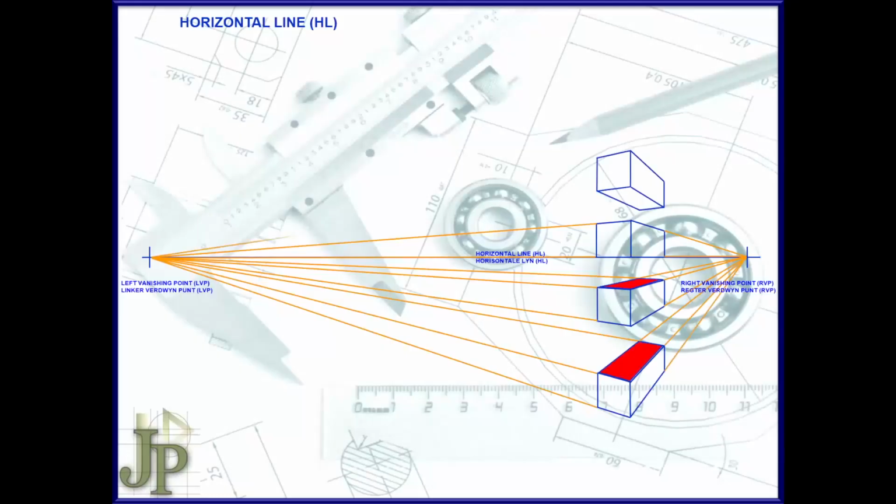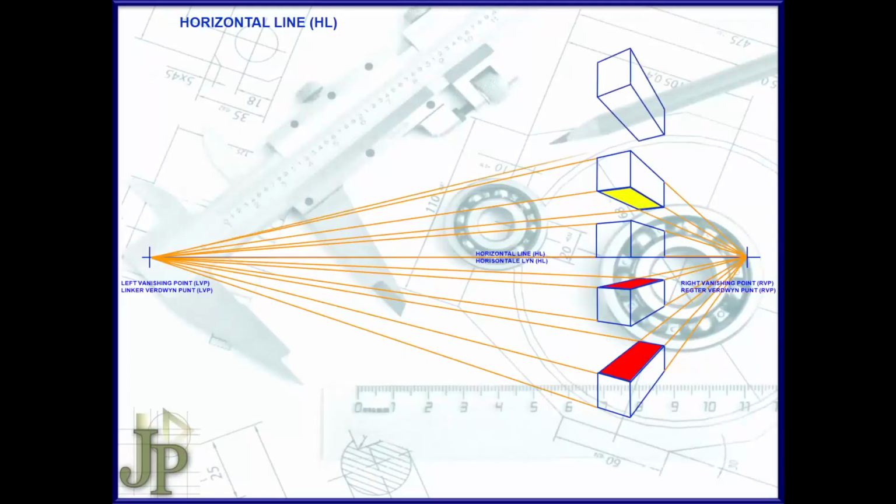As soon as the model is placed above my horizontal line and I project from my left hand vanishing point as well as from my right hand vanishing point, I can clearly see that I will have detail at the bottom of my model that will be visible. So when the model moves further away above my horizontal line, and I project from my left-hand vanishing point, as well as from my right-hand vanishing point, I can clearly see that even more detail at the bottom of my model will be visible.